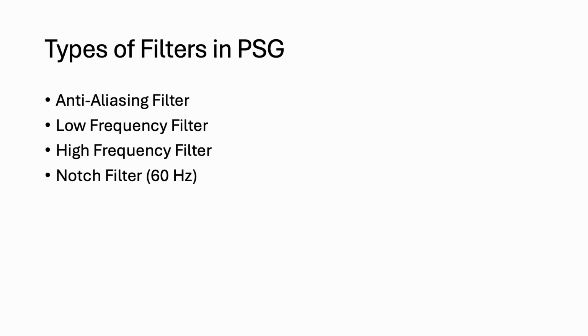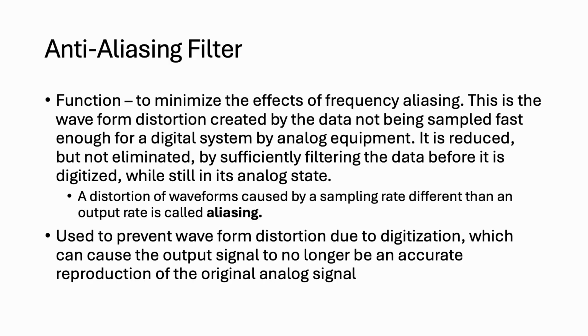There are several filters: anti-aliasing filter, low and high frequency filter, and a notch filter. An anti-aliasing filter is used to minimize the effects of frequency aliasing. This is the waveform distortion created by the data not being sampled fast enough for a digital system by analog equipment. It's reduced but not eliminated by sufficiently filtering the data before it is digitized while still in its analog state. A distortion of waveforms caused by a sampling rate different than the output rate is called aliasing.